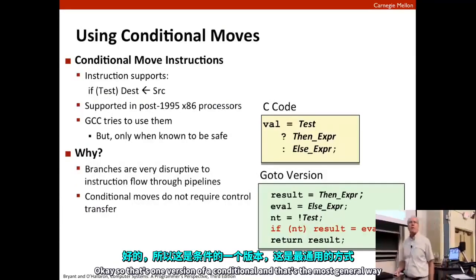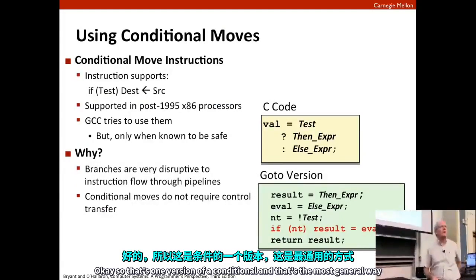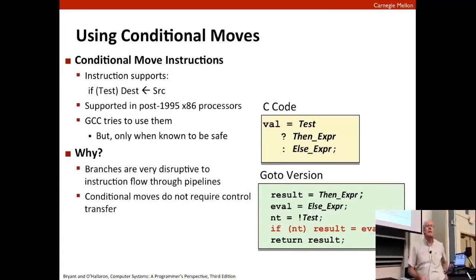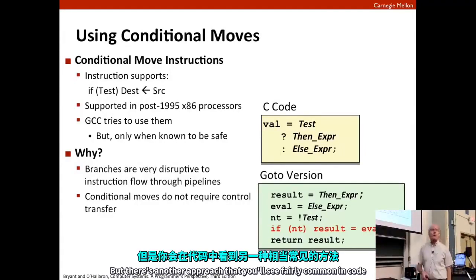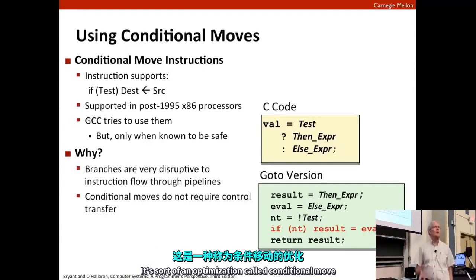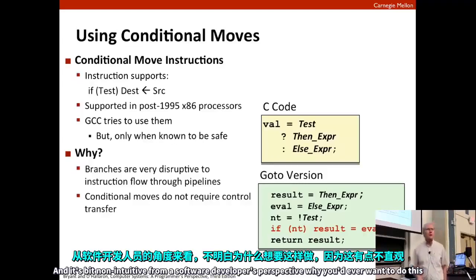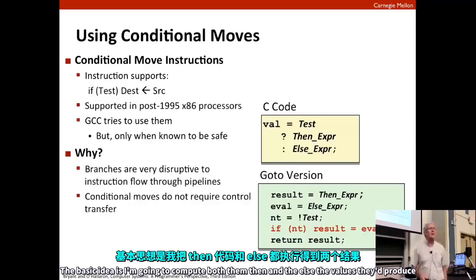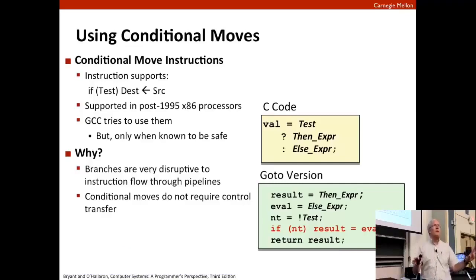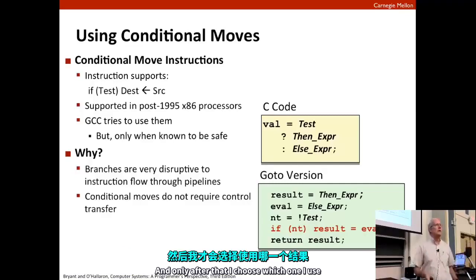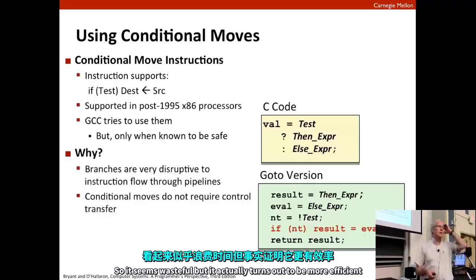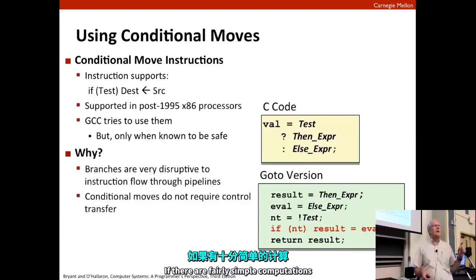Okay, so that's one version of conditional, and that's the most general way and the way it used to always be done. But there's another approach that you'll see fairly commonly in code. It's an optimization called conditional move. It's a bit non-intuitive from a software developer's perspective why you'd ever want to do this. The basic idea is I'm going to compute both the then and the else values, and only after that do I choose which one I use. So it seems wasteful, but it actually turns out to be more efficient if they're fairly simple computations.